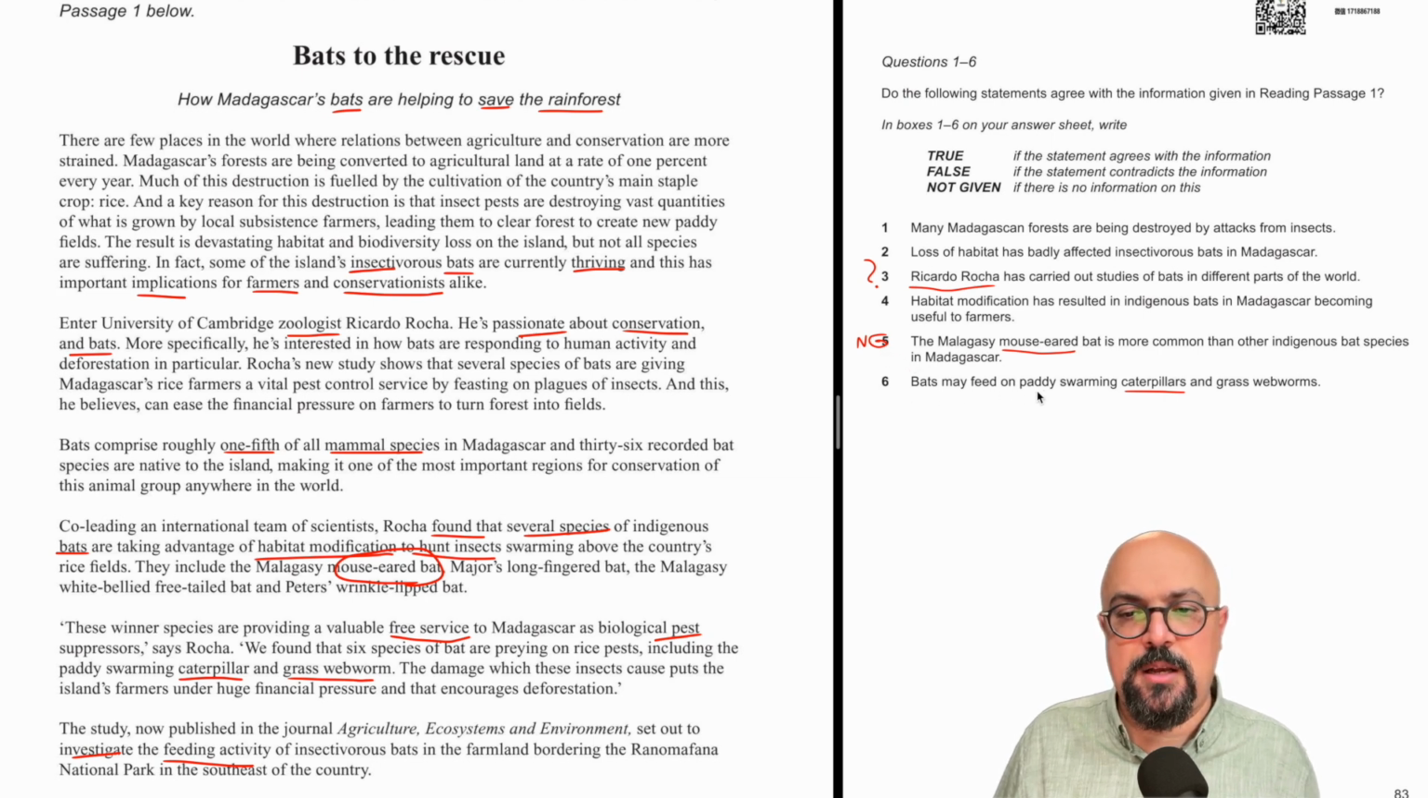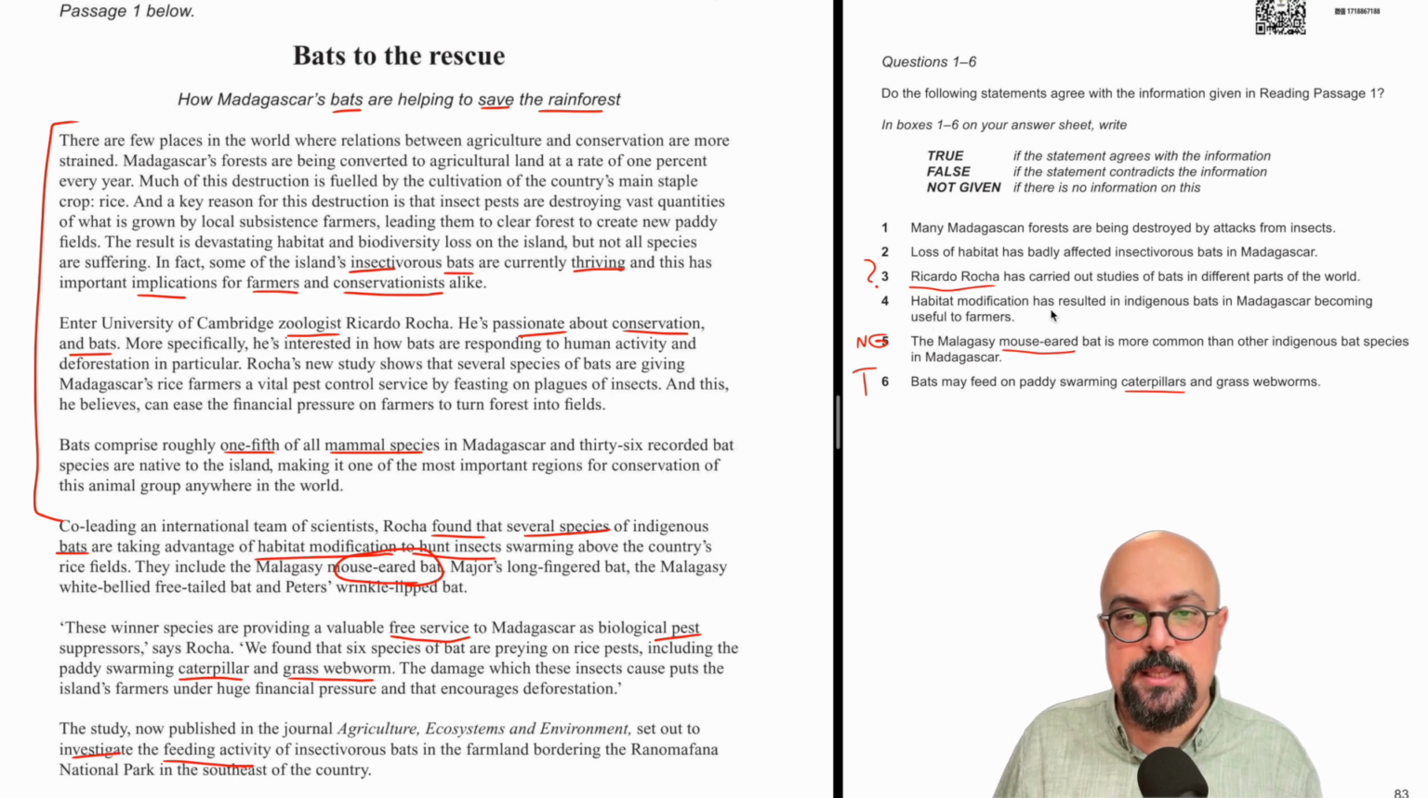So bats may feed on paddy swarming caterpillars and grass webworms. Is that so? Preying on means feed on. Yes, rice pests, including the paddy swarming, and so on. That's exactly the same wording. Yes, and okay, therefore the answer is true. It's obviously true because we have very clear evidence here for it. Now, everything will be found here. Then we can be sure that questions 4 to 1 will all be found in this area. Let's go back.